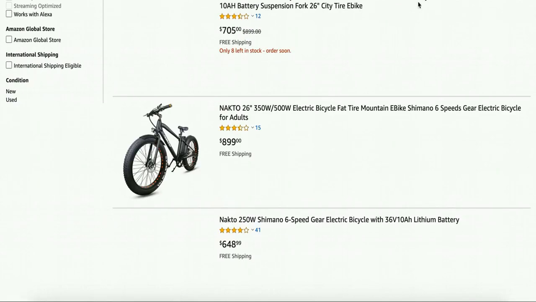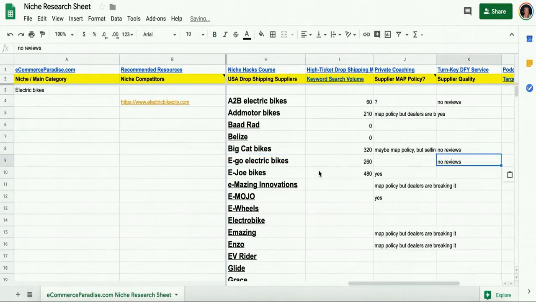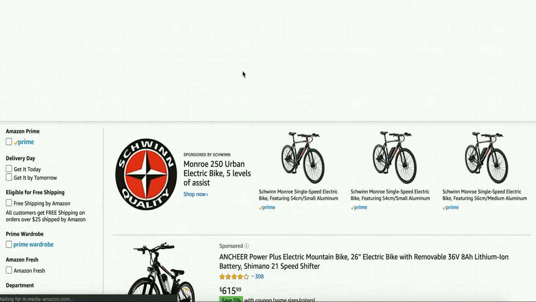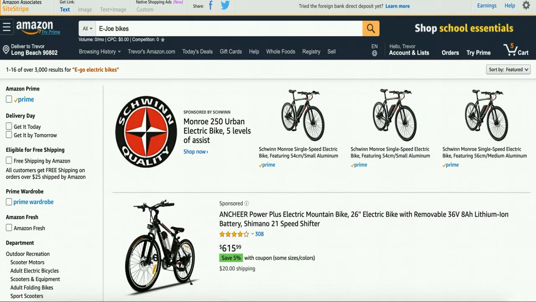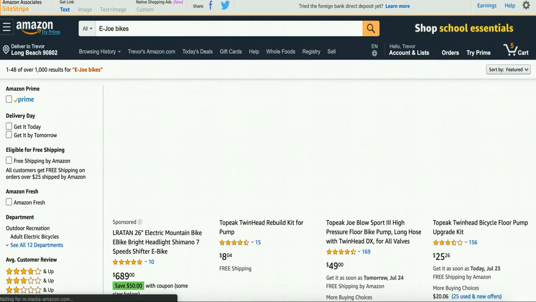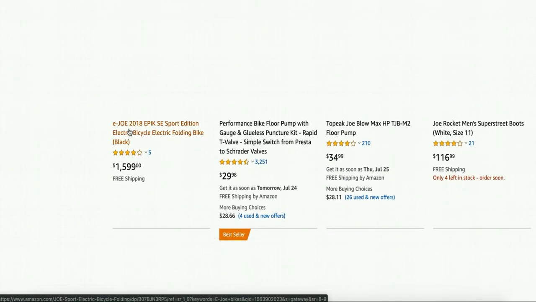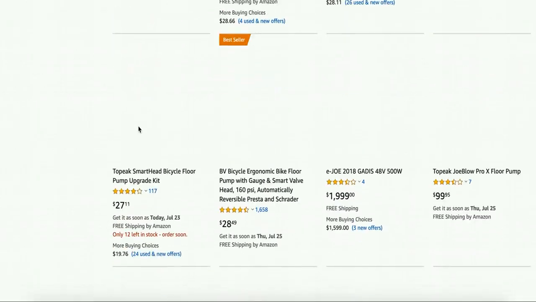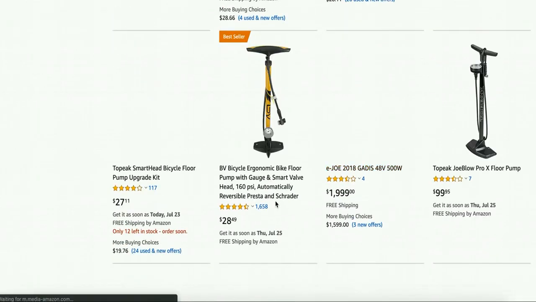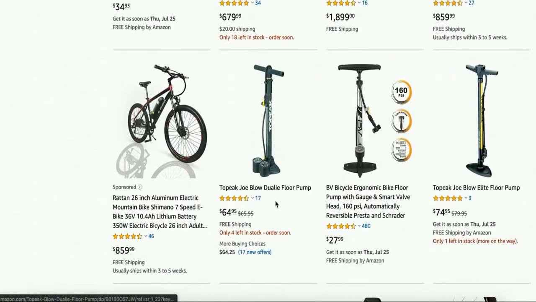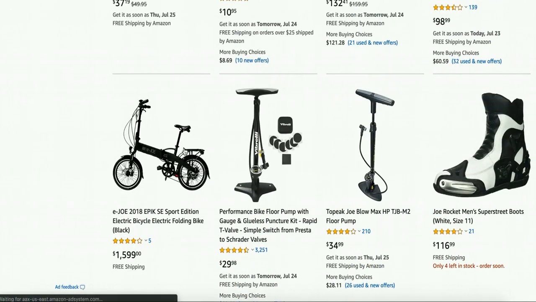Okay, no reviews. I'll do one more here, and then I want to show you one that I know has bad reviews in this niche, because I used to sell in this niche. Anyways, let's do Ejo first. And there it is. All right, so 4 stars. And right here, 4 stars. So it seems like it's a decent bike.